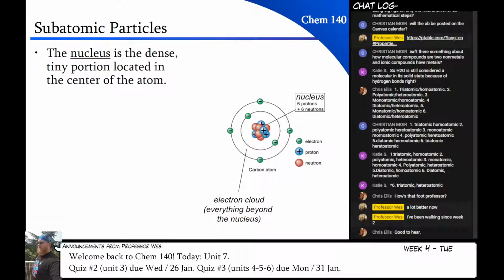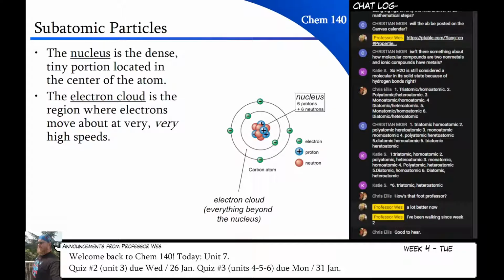Now, this diagram that I've shown here is very exaggerated. The nucleus is not this big relative to the electron cloud. The electron cloud is much, much bigger. But it's drawn like this so that you can see the actual objects. All right.